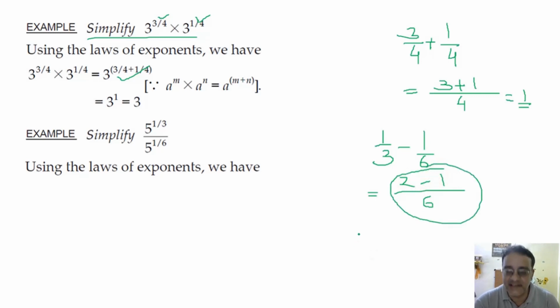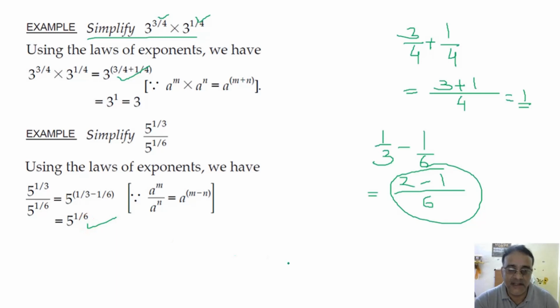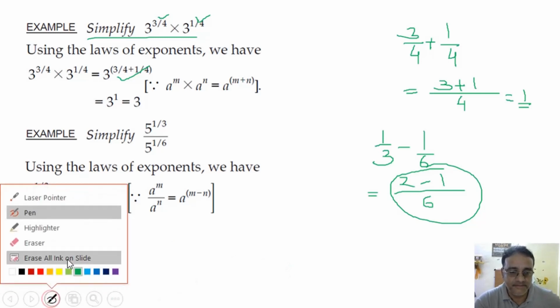1 by 6. So this will be equal to 5 to the power 1/3 minus 1/6, and we have seen the value of this is 1/6. So this is the final answer. Any doubt? No, sir. Okay.